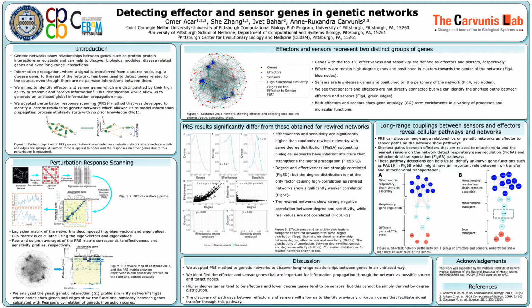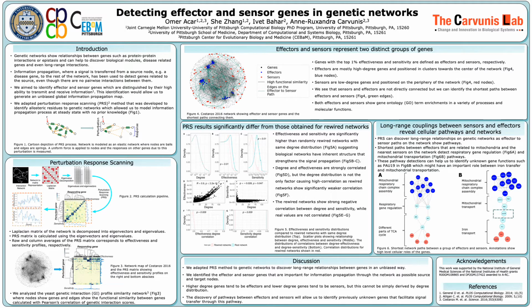Here, we aim to identify effector and sensor genes, which are distinguished by their ability to transmit and receive information. And we adapted the perturbation response scanning, PRS, method that was initially developed to identify allosteric residues and long-range interactions within a protein structure. This allowed us to model the information propagation process with no time dependence and no prior knowledge. PRS works on elastic network models, where a network is represented by a collection of springs. The perturbations are applied in the form of a force on each node sequentially, and the fluctuations on the other nodes due to this perturbation are the response.